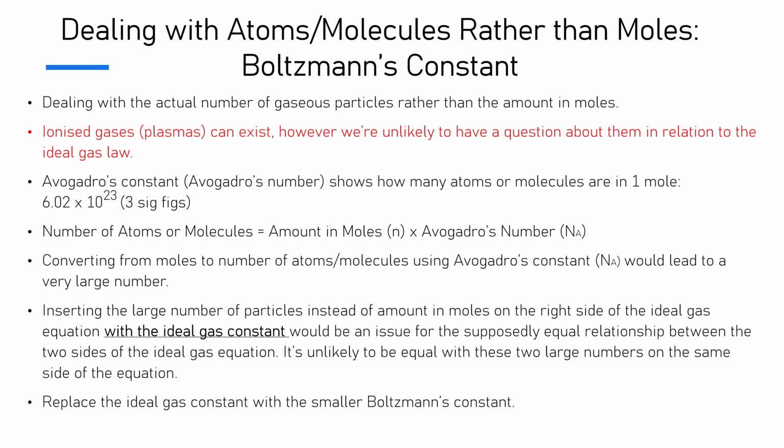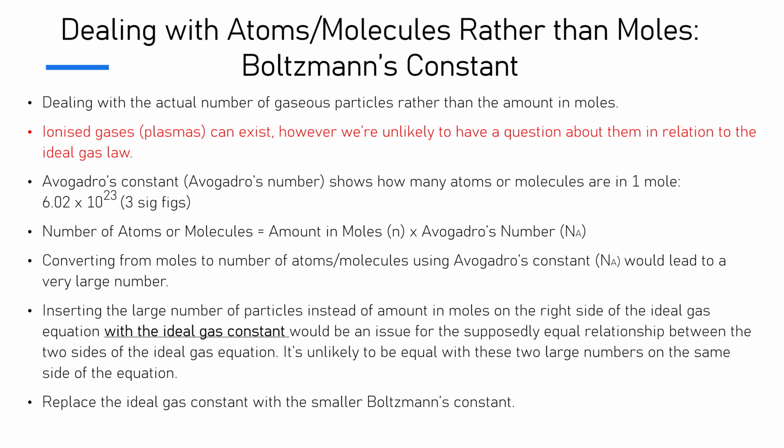Okay, so far in this video and in the previous video, whenever we examined amount, we used the unit of moles. The problem with using the unit of moles is that it doesn't truly represent the sheer number of particles, in this case gaseous atoms or molecules, present in the system. Quick note, we can have ionized gases, which are essentially plasmas. However, when we are discussing the ideal gas law, we're usually talking about a gas that consists of atoms or molecules. So whenever you have a question in relation to the actual number of gaseous particles present in the system, we are usually talking about atoms or molecules.